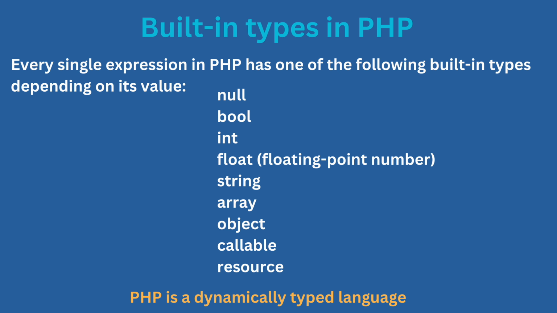There are some built-in data types in PHP. What are those built-in data types? Every single expression in PHP is one of the following built-in data types, depending on what type of value it's holding. That can be null, boolean, integer, float, string, array, object, callable, or resource. And most important, PHP is a dynamically typed language.